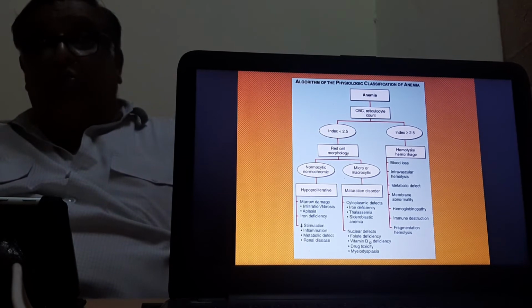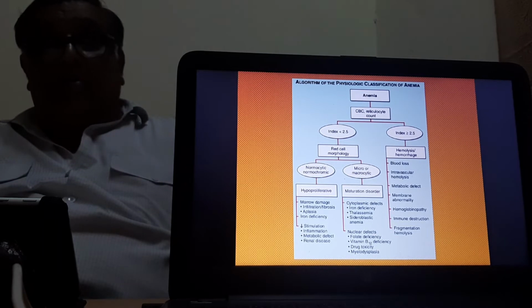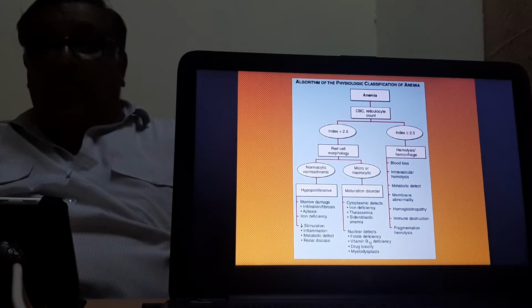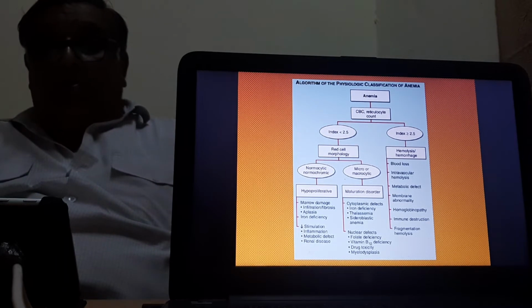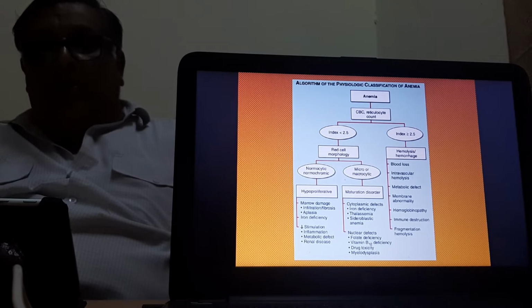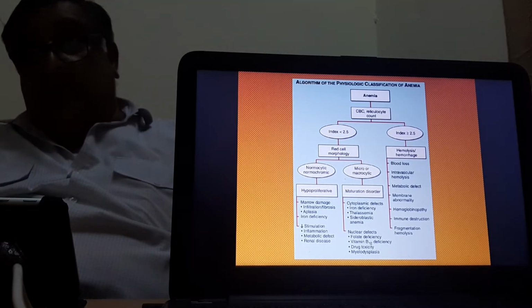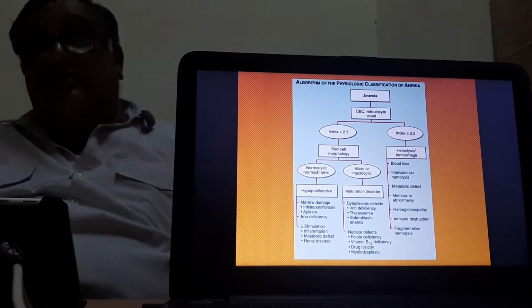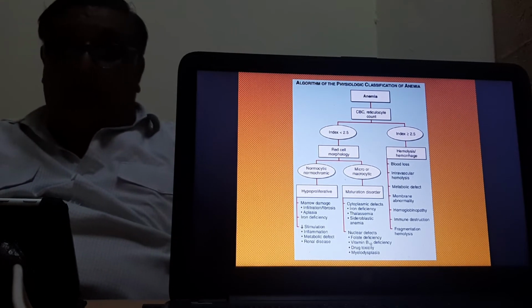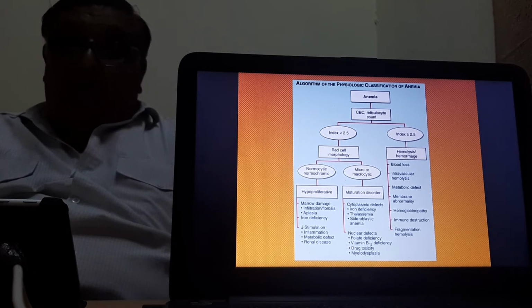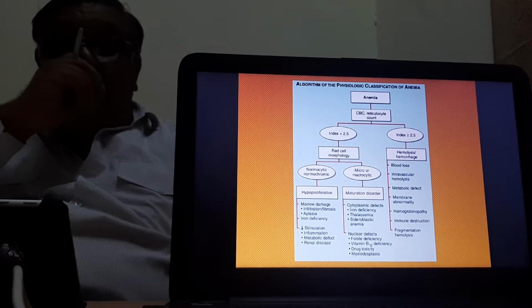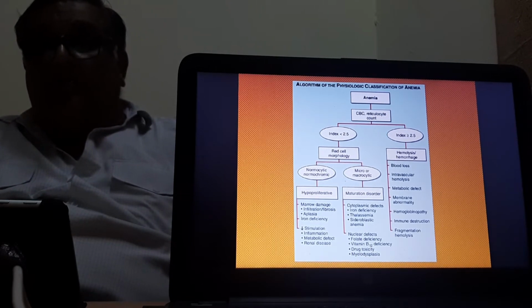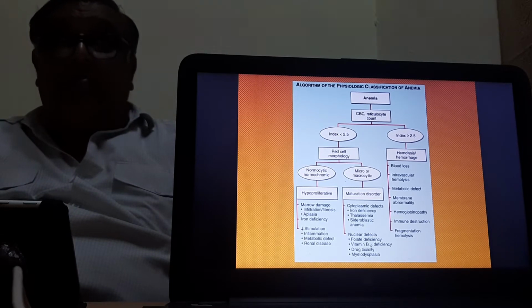If it is more than 2.5, it is thought that the marrow is responding adequately. If it is less than 2.5, then the red blood cell morphology is seen carefully. So we will have two things. Either we will have normocytic, normochromic anemia, or we will have a microcytic or macrocytic anemia. Either the size will be more or less.